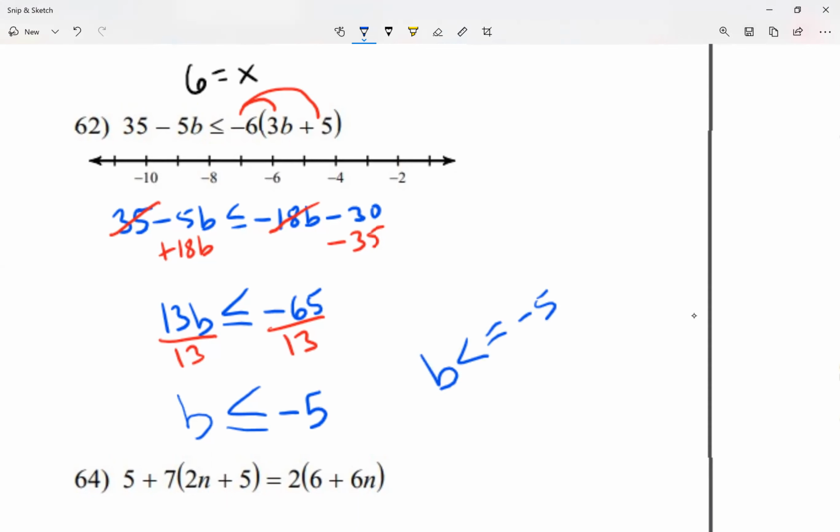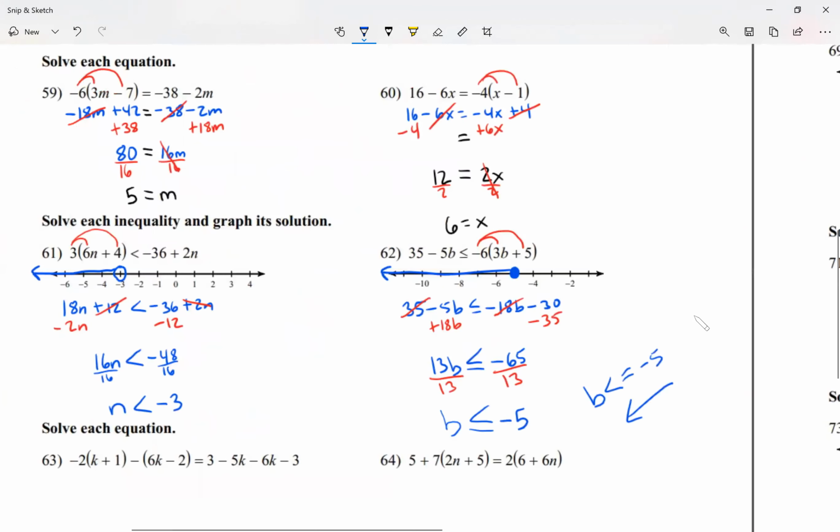Now, if we have to graph it, I don't see a negative 5 here, but it's in between negative 4 and negative 6. So I'm going to say my negative 5 is here. In this case, it's a closed circle because my inequality sign has the or equal to part. When you look at the inequality sign, it looks like an arrow that is going to the left. So I'm going to go to the left. There you go.